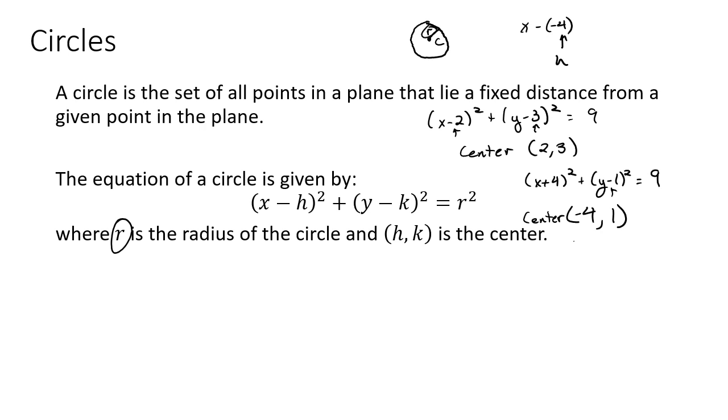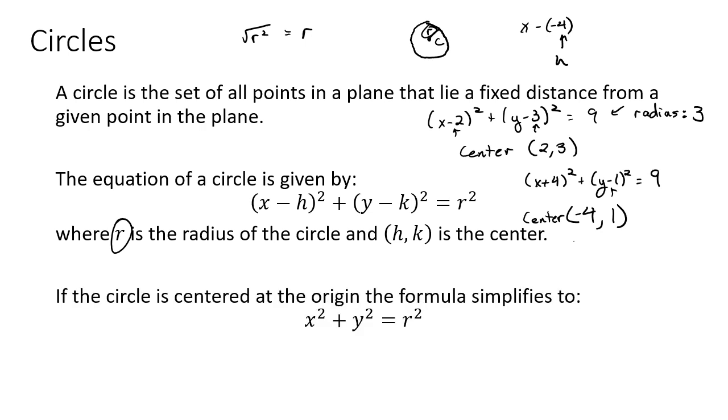And then on the right-hand side, you've got r squared, and r represents the radius of the circle. But remember, this thing on the right-hand side is not the radius itself, it's the radius squared. So if we go back up to this example over here, this would represent a circle with a radius of 3, because 3 squared is 9. You can always just take the square root of that number on the right-hand side to figure out what the radius of the circle needs to be.